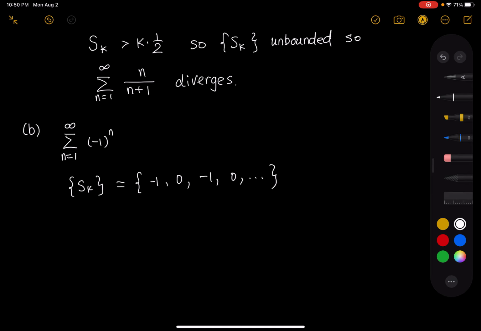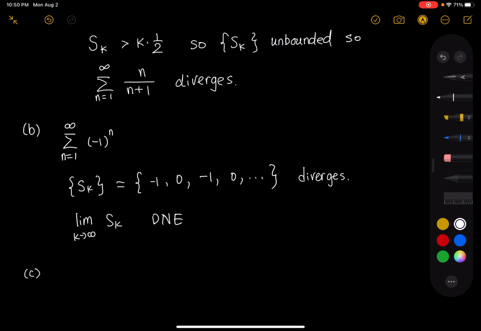So we know from calculus 1, this sequence, this list of numbers, doesn't converge. Why? Because we do not have a limit. So the limit as k goes to infinity of S sub k does not exist because it's alternating between -1 and 0. We cannot find a number such that all the terms are within epsilon away from that number. Okay? So that's part B.